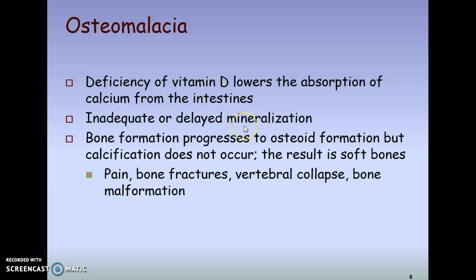So issues leading to vitamin D deficiencies can be just a deficient diet. It can be decreased endogenous production of vitamin D. There can be issues with the intestinal tract for malabsorption. And then kidney disease, liver disease, that's going to play a role in the activation of vitamin D itself, or different proteins that play a role in that process of vitamin D activation. So, inadequate or delayed mineralization. All right, so the result is soft bones, and that can develop with or cause pain, can cause bone fractures. You can have vertebral collapse, and then bone malformation as you develop those soft bones.